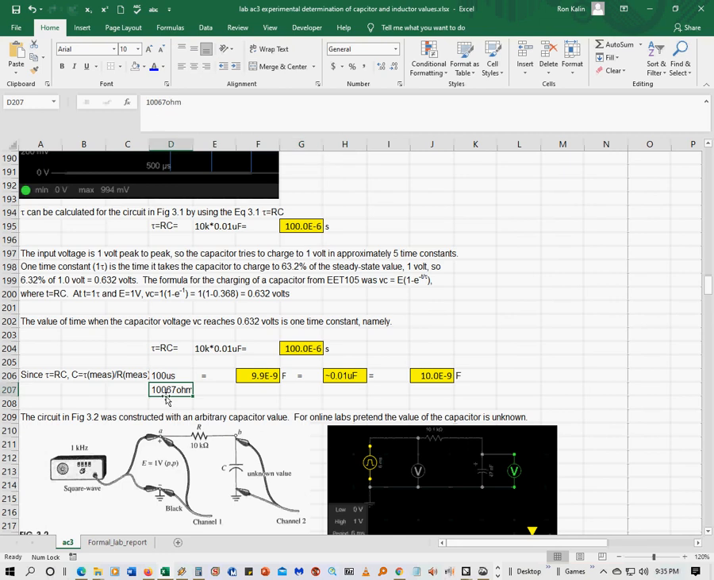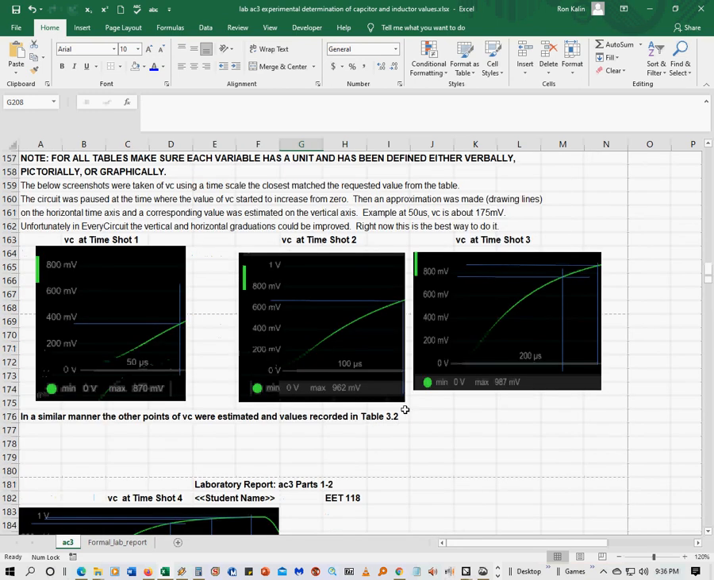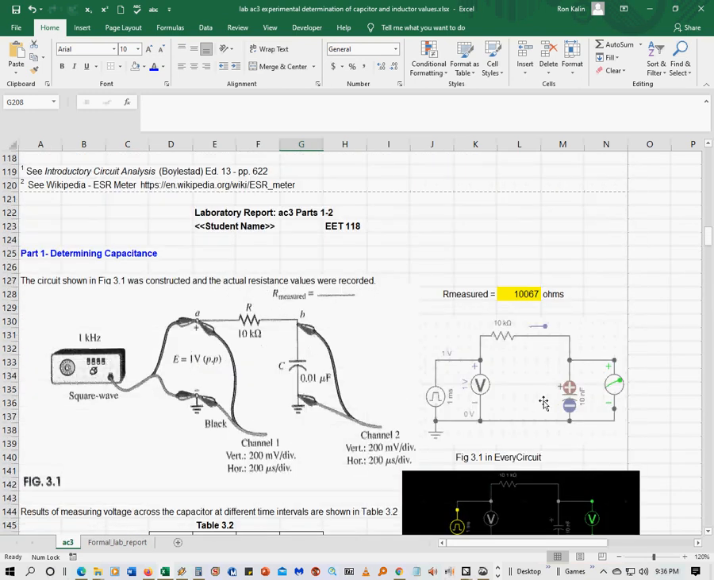Again, this is what I picked. You can't get exactly 10,067 ohms in every circuit, but you can get 10,100 ohms, which is what I ended up picking, which is close enough. And then that shows that the capacitor was a 10 nanofarad capacitor, which is what this was. All right.